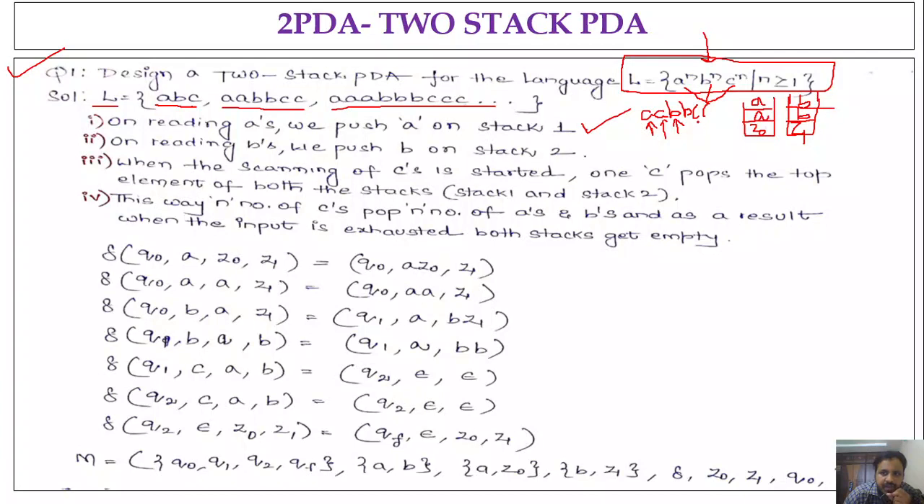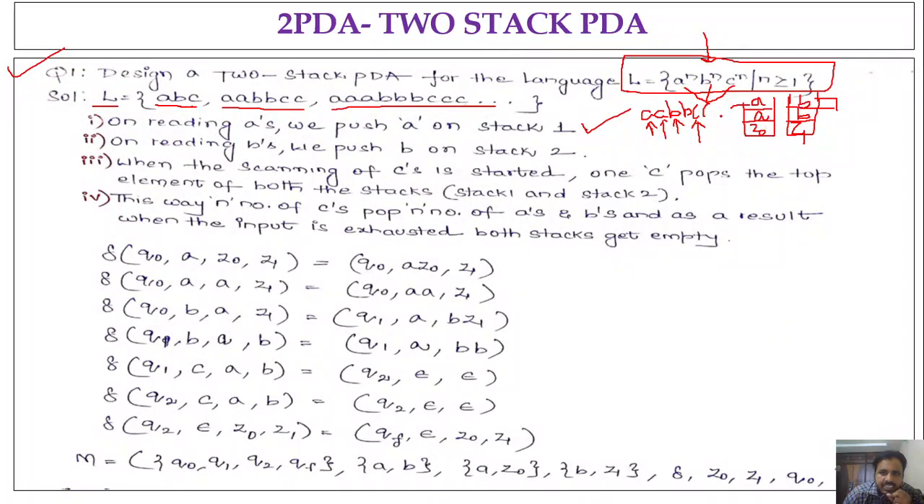Now the next input is C. The moment we get C, we have to pop both stacks, right? So the moment we see the input C, we have to pop stack 1 as well as stack 2, right? So this process we will keep on.